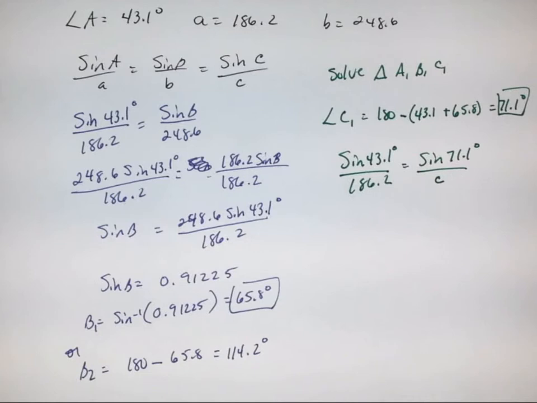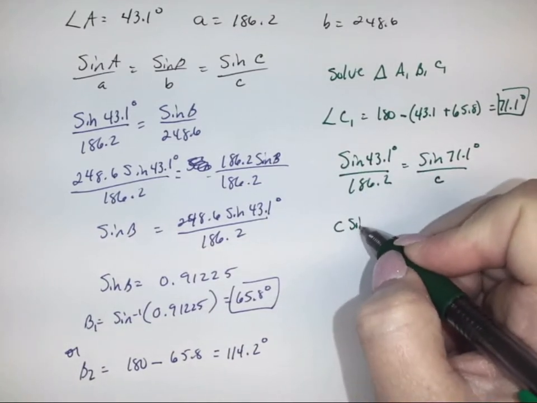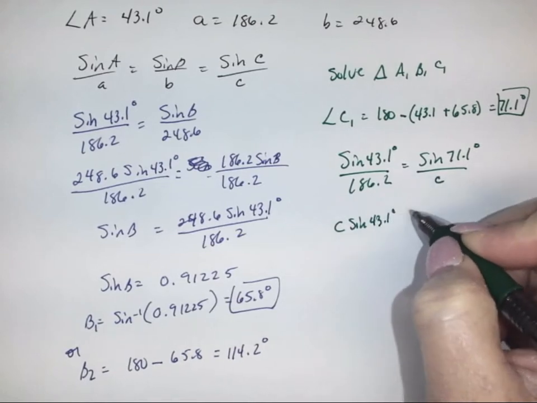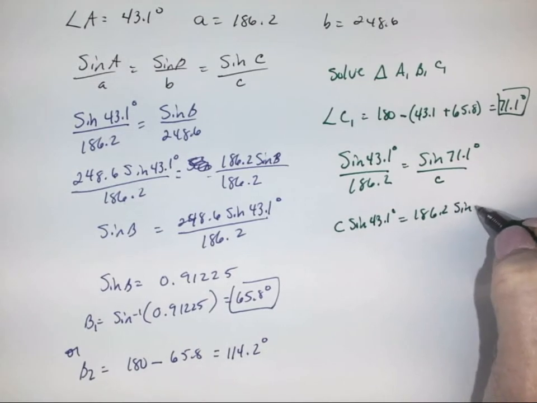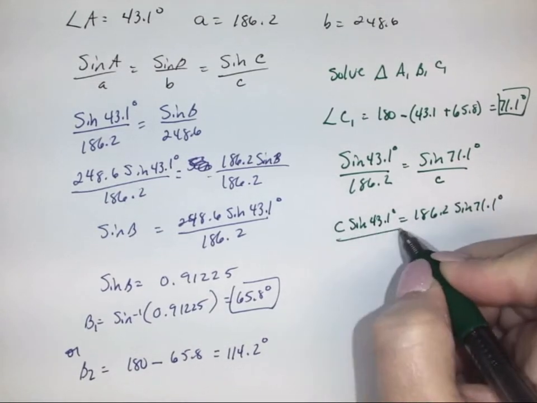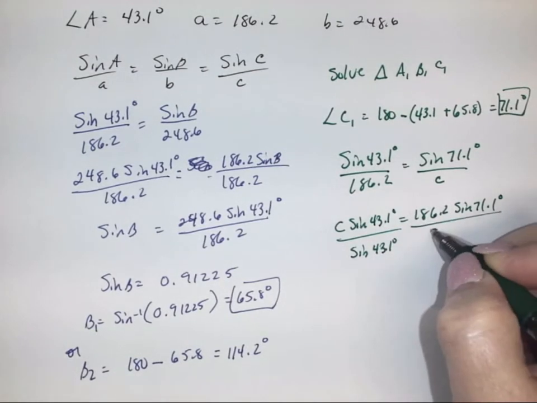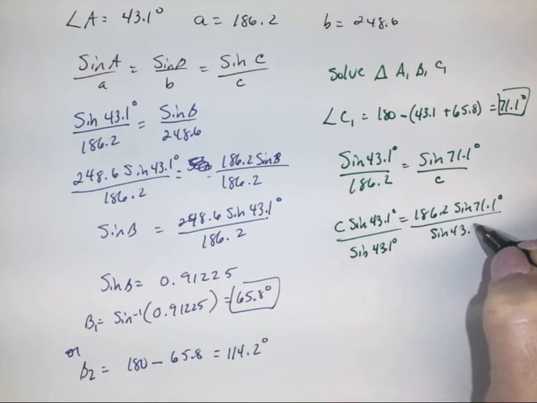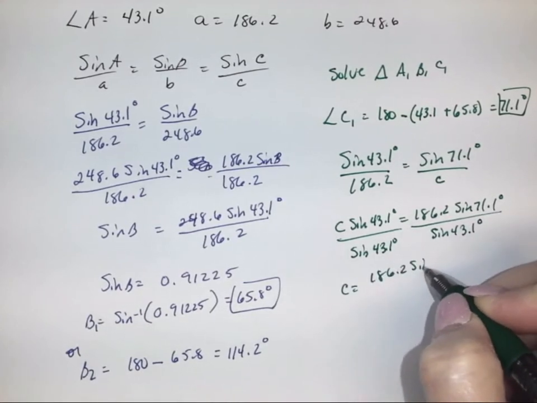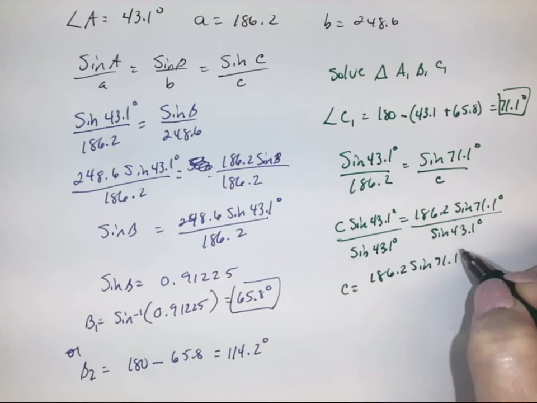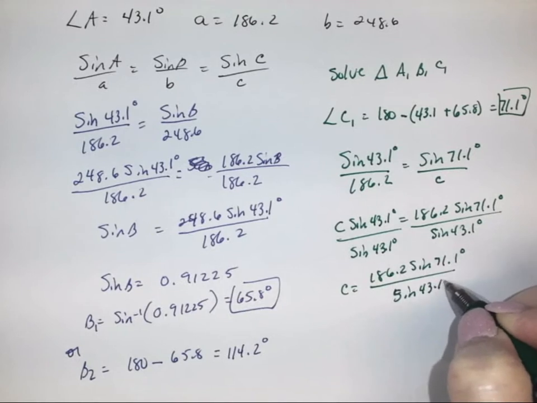And we will do our cross multiplication. So we end up with C times the sine of 43.1 degrees is equal to 186.2 times the sine of 71.1 degrees. Divide by the sine of 43.1, and our C would be equal to 186.2 times the sine of 71.1 divided by the sine of 43.1.